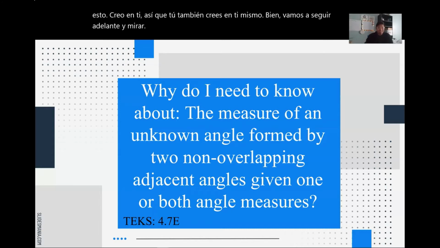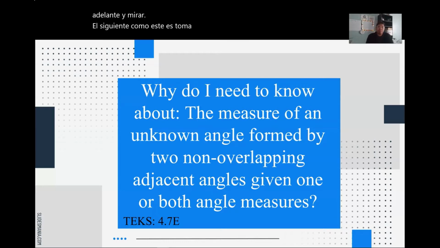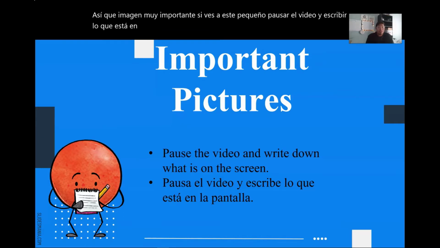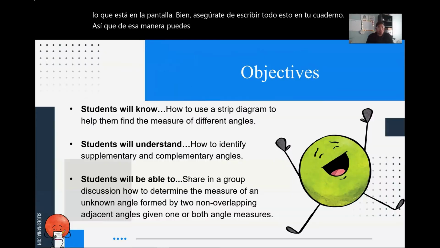the next slide. This is TEKS 4.7e, okay? So, very important picture. If you see this little guy, pause the video and write down what is on the screen, okay? Make sure you're writing all this down in your notebook so that way you can get your notes together. Let's go over our objectives for this TEKS.